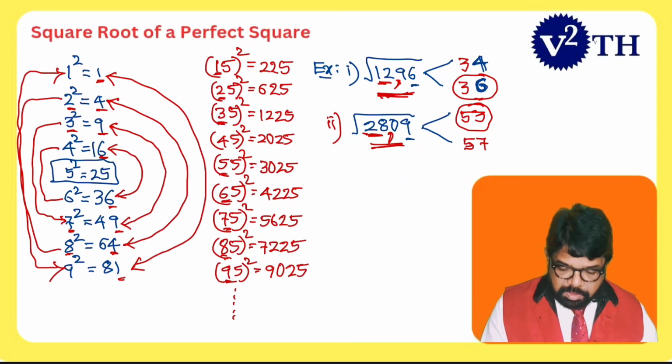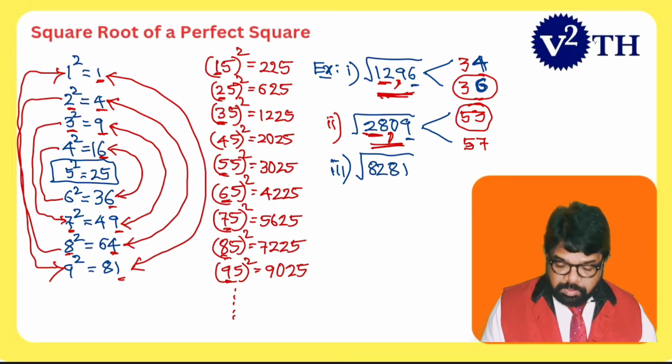Now observe one more example. Square root of 8281. What is the square root here? Again the units place is 1, which means again two cases. The last digit may be 1 or it may be 9.